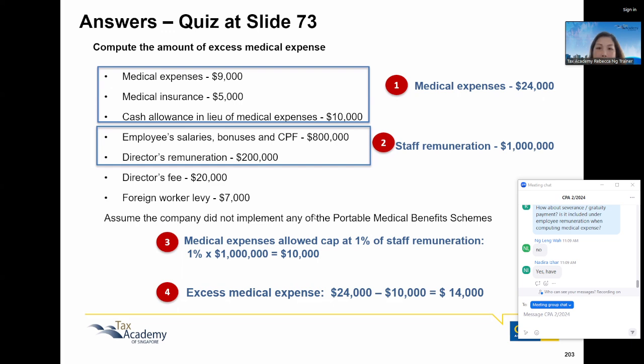Okay. Any questions on medical expenses? If not, we go back to slide 73.